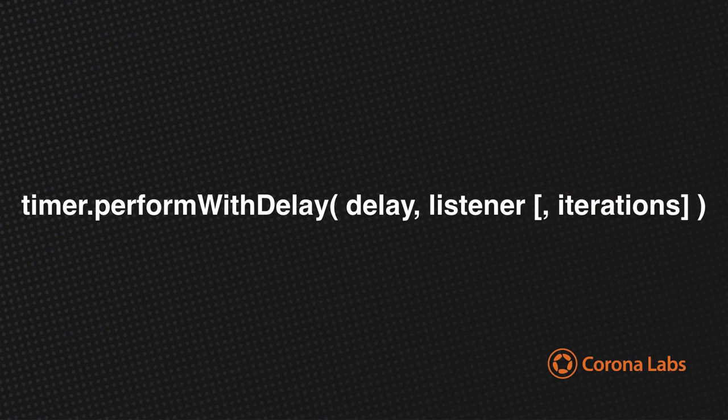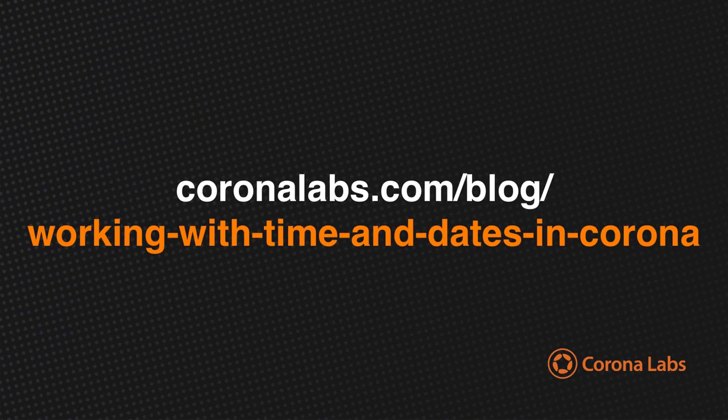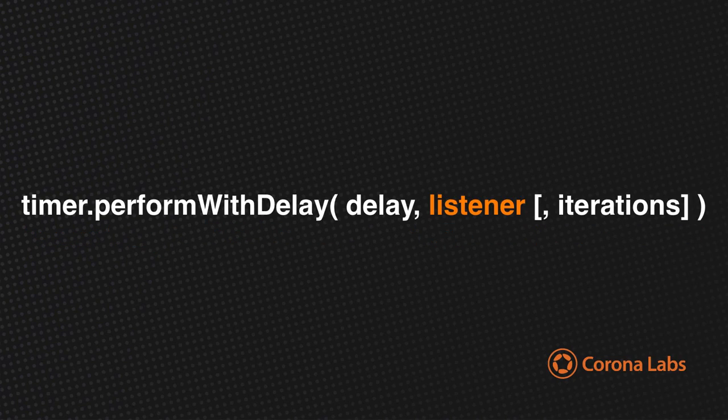The delay is how long you want the timer to last before calling the function. The delay is in milliseconds, meaning 1000 milliseconds equals 1 second. In the example for this video, we'll be using milliseconds. For more information about working with times and dates in Corona SDK, see the tutorial located on the Corona Labs website. The listener parameter tells the timer what to invoke after the delay.